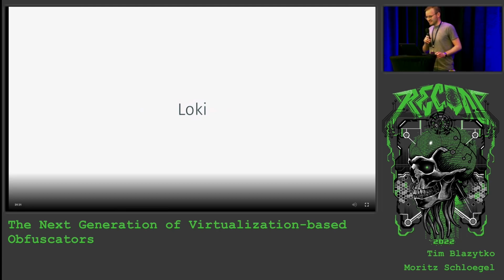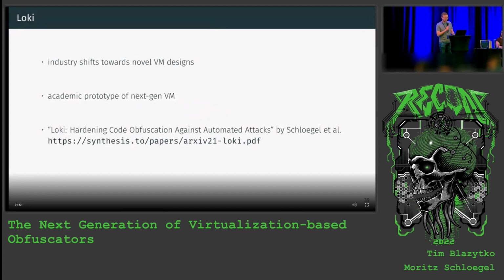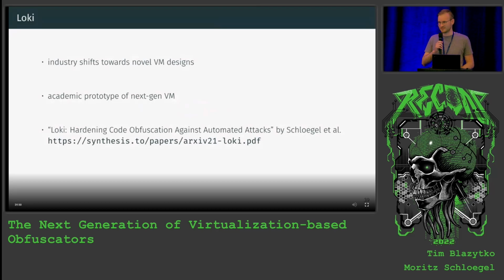Hello, Montreal. So I'm excited to talk about Loki, as Tim just said, which implements these design principles. The first thing I'd like to get out of the way is that Loki is an academic prototype of such a next generation VM. And as with all academic things, there's a paper. So if you're interested in that stuff, you can check out the paper on arXiv. The paper will be published at USENIX later this year. But I'd like to stress that it's not only an academic thing, so it's not an academic bubble talk here, but you can find this shift towards such designs in industry.